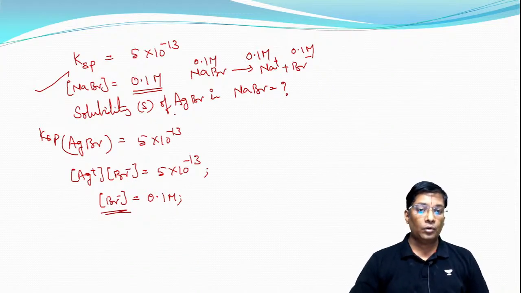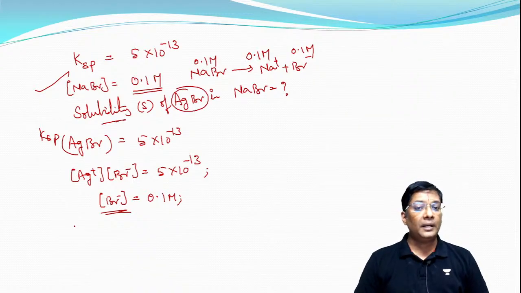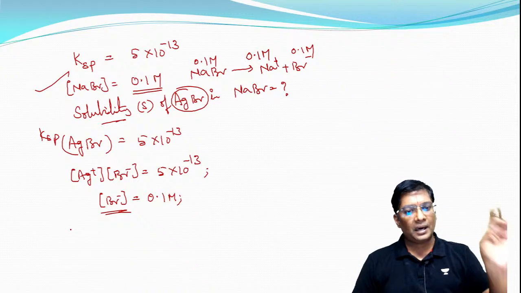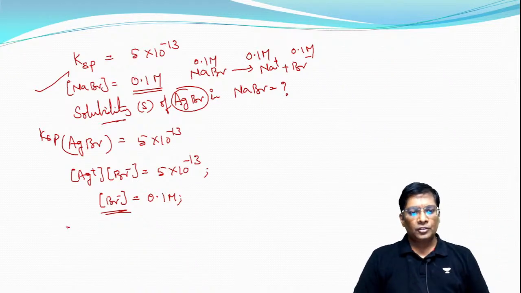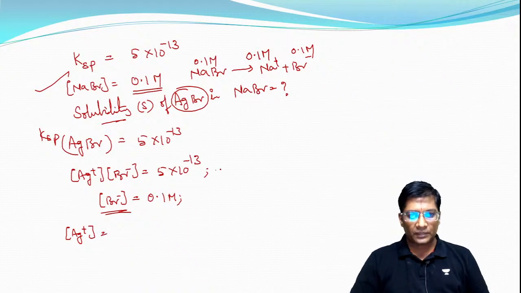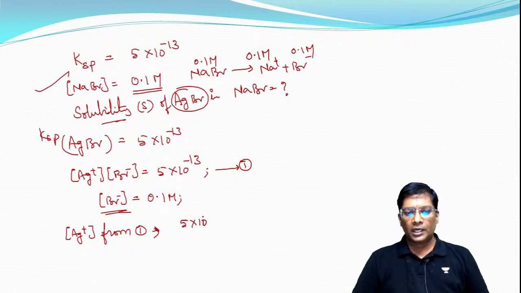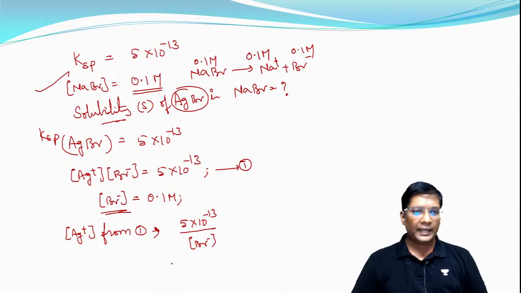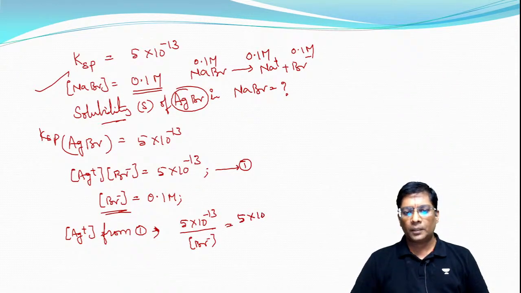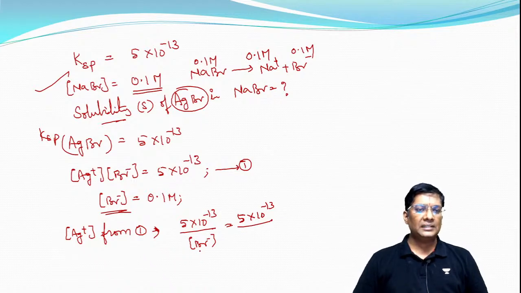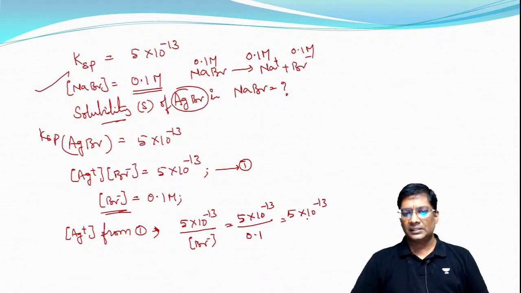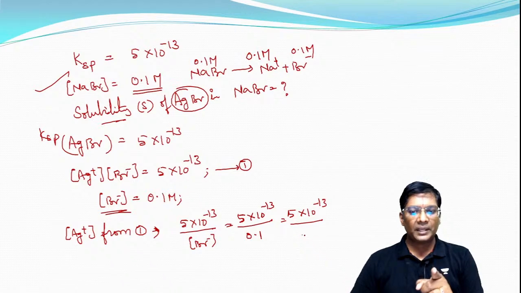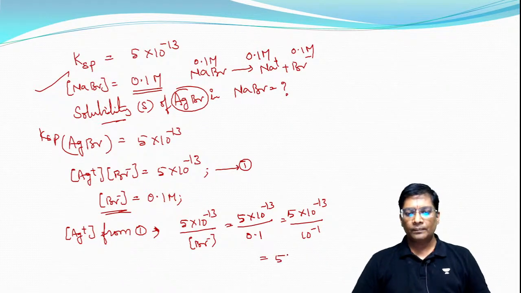But they have asked about the solubility of AgBr. Find out Ag plus, find out Br minus, the concept is the same. So suppose I want to calculate the concentration of Ag plus from this equation. From equation 1 you will get 5 into 10 to the power of minus 13 by the concentration of Br minus. Concentration of Br minus means 0.1, which is 10 to the power of minus 1. So if you solve this, you will get 5 into 10 to the power of minus 12.